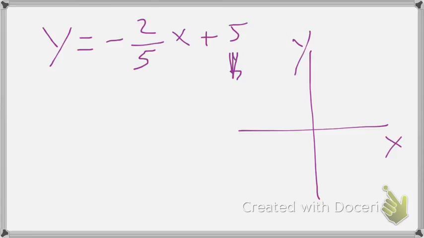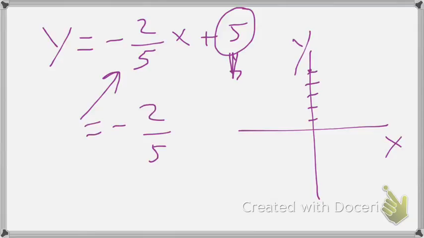So the number 5 you will encounter here: 1, 2, 3, 4, 5. That should always be the point where you find this number. Now, this number here, negative 2 over 5, is called the slope. That's how we refer to it.